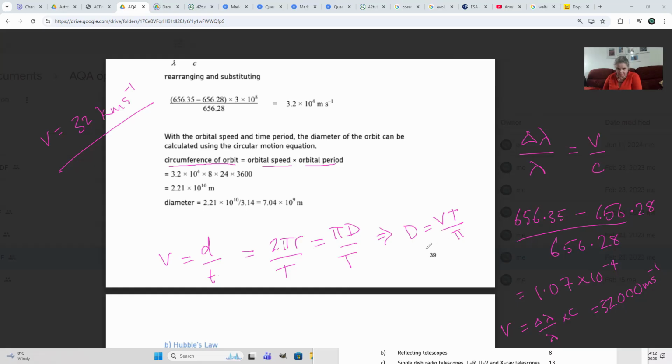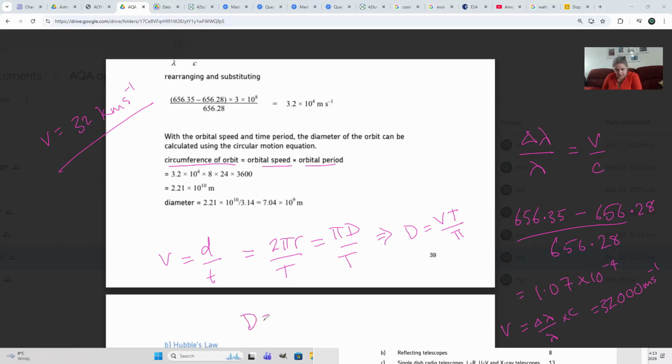Where's their pi? Speed times 8. Oh, that's the circumference, and then they've divided it. There's the pi. I'm going to do it all in one go. I don't want to do it in multiple steps. So I'm going to do it all in one go.